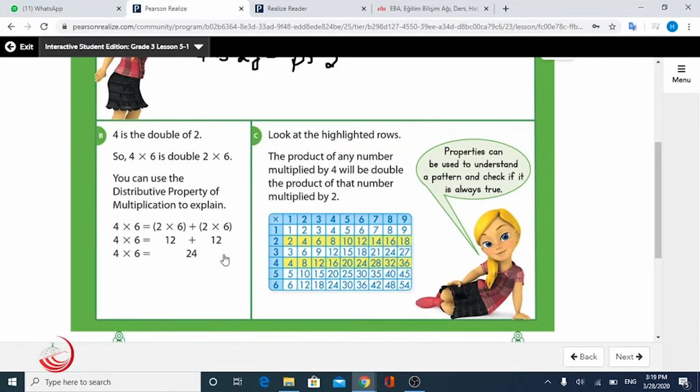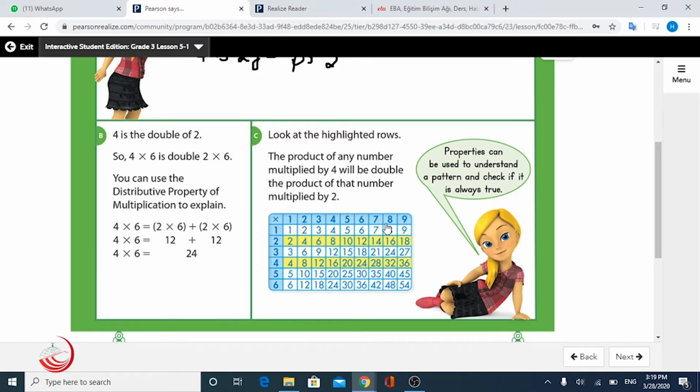Okay, let's read this. 4 is the double of 2, which is true. So 4 times 6 is double 2 times 6. Yes, exactly, because 4 times 6 is 24 and 2 times 6 is 12. So if I double 12, it will give me 24, which is the fact of 4 times 6.